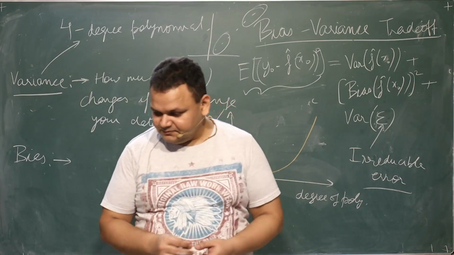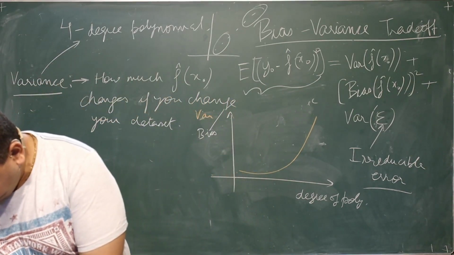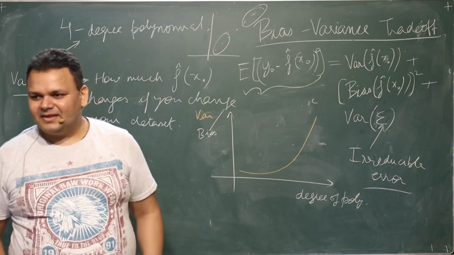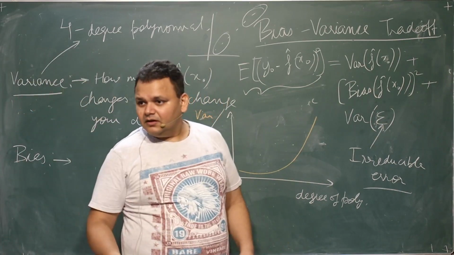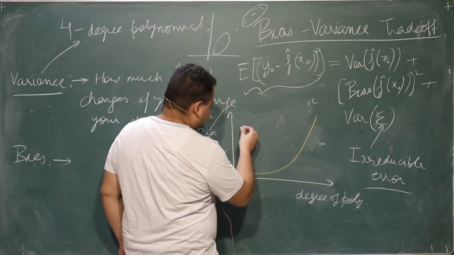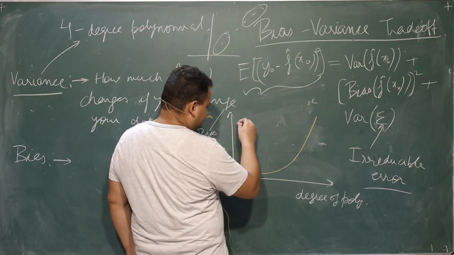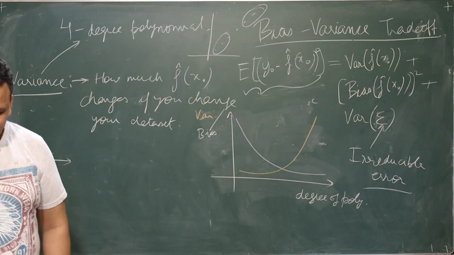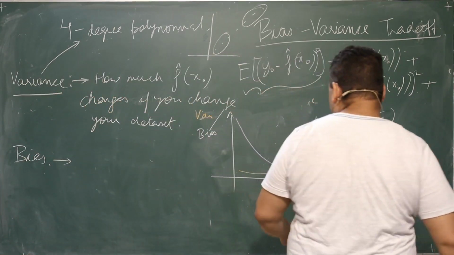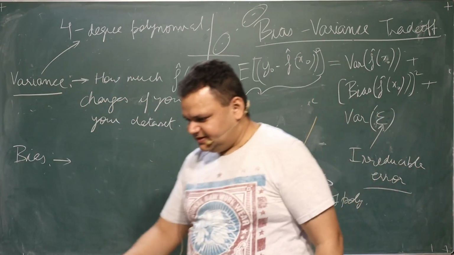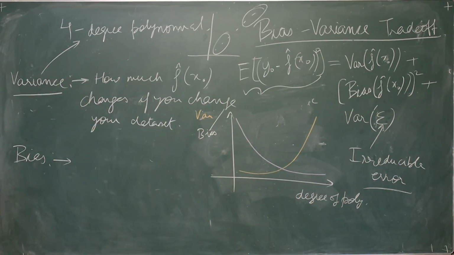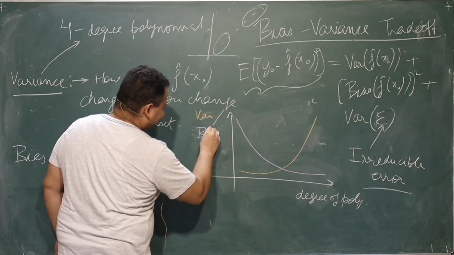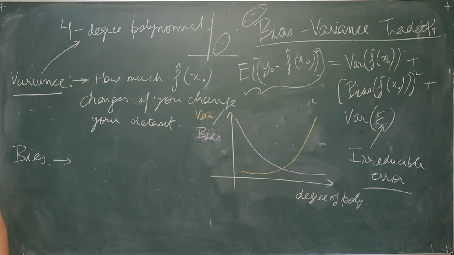What about bias? What is going to happen to bias as you increase the degree of polynomial? It will decrease. So as you increase the degree of polynomial, your bias is going to decrease. Bias is in blue color. Can you see the blue color? Can you distinguish the colors? We can distinguish blue and orange.